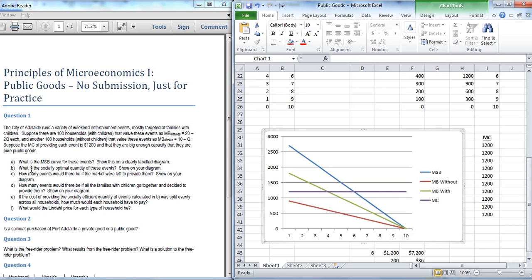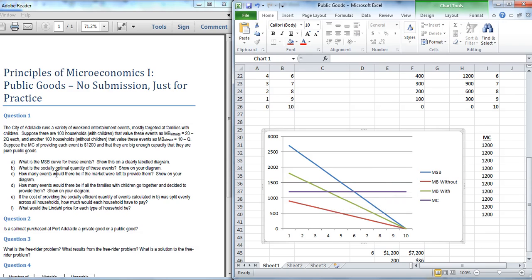So part B asks, what is the socially optimal quantity of these events? You'll remember that the socially optimal quantity is going to be where the marginal social benefit is equal to the marginal social cost. In other words, the benefit to society of producing one more is the same as the cost to society of producing one more. Well, we can see where the marginal social benefit is going to be. It's going to be this blue line here, and the marginal cost, as it's given in the question, is $1,200. So every extra event, $1,200. So the cost to society is going to be $1,200.